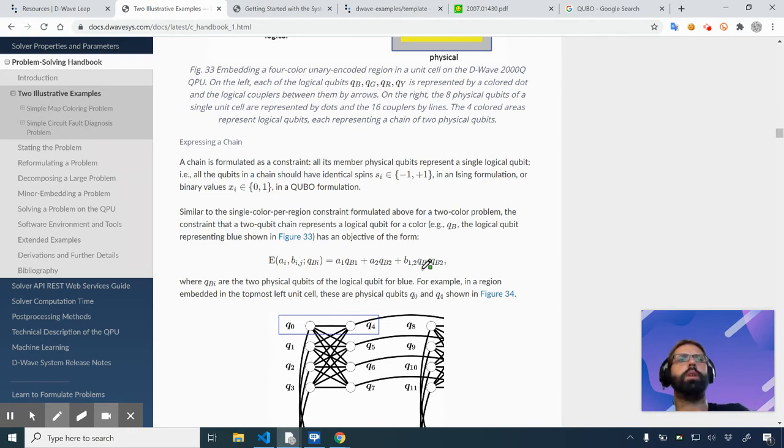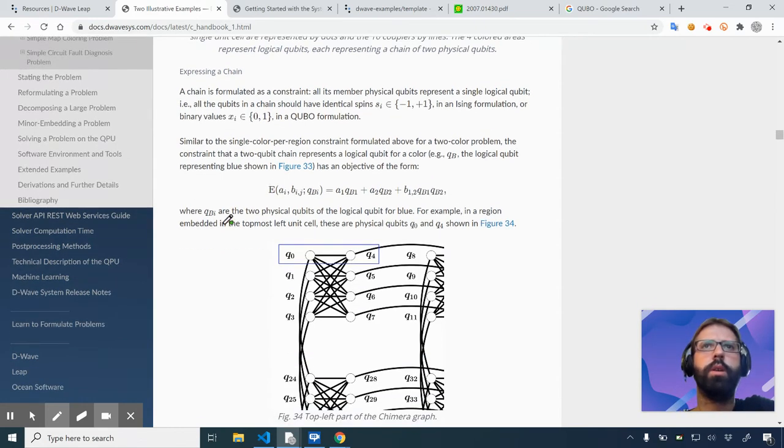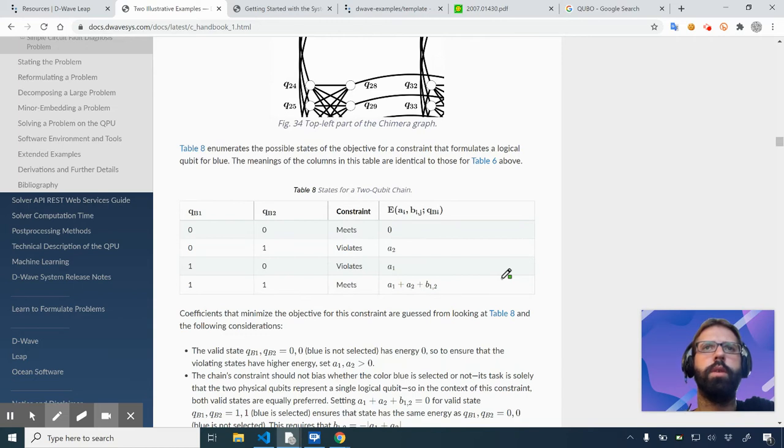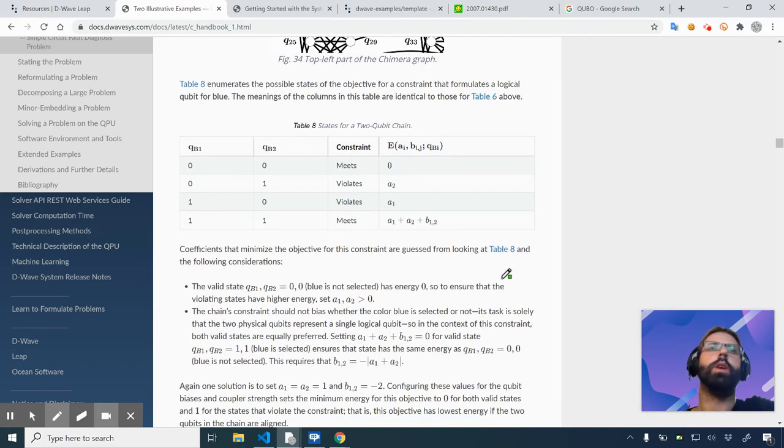The logical qubit represented in blue shown has an objective of the form where QB1 and QB2 are 2 physical qubits of the logical qubit blue, for example, in a region embedded in the topmost left unit cell. These are physical qubits Q0 and Q4. And so you want to have, it has a similar shape in that you want them to have a different color.